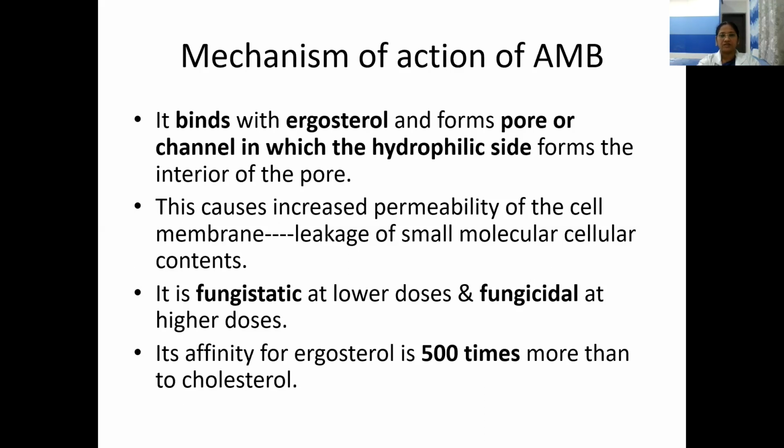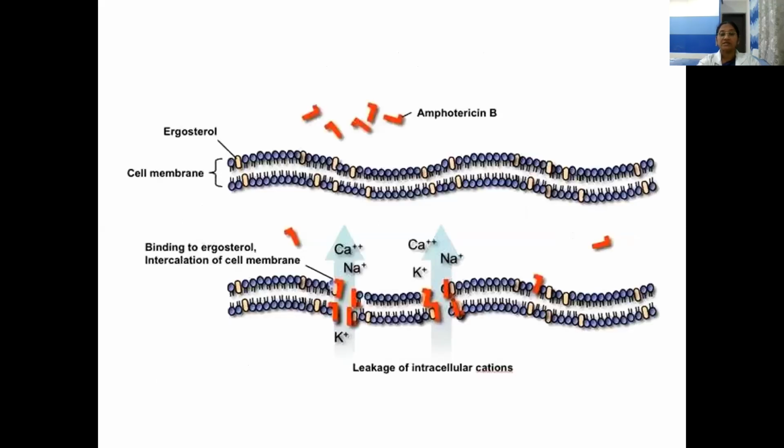This is the structure of amphotericin B. It shows the structure of the cell wall of the fungus. These amphotericin B molecules form pores in the cell wall of the fungus, and through these pores, the ions and amino acids leak from the cell to the exterior of the cell, so that the cell will die.